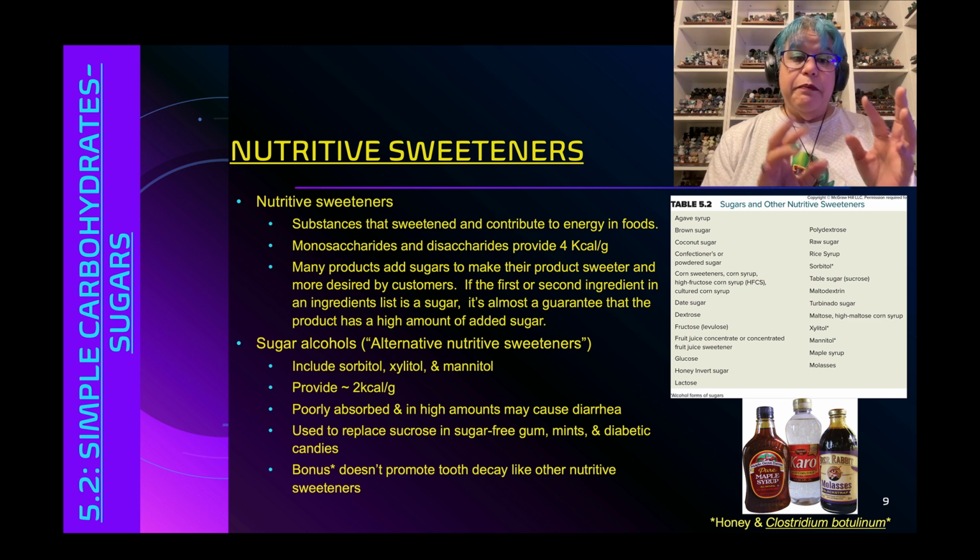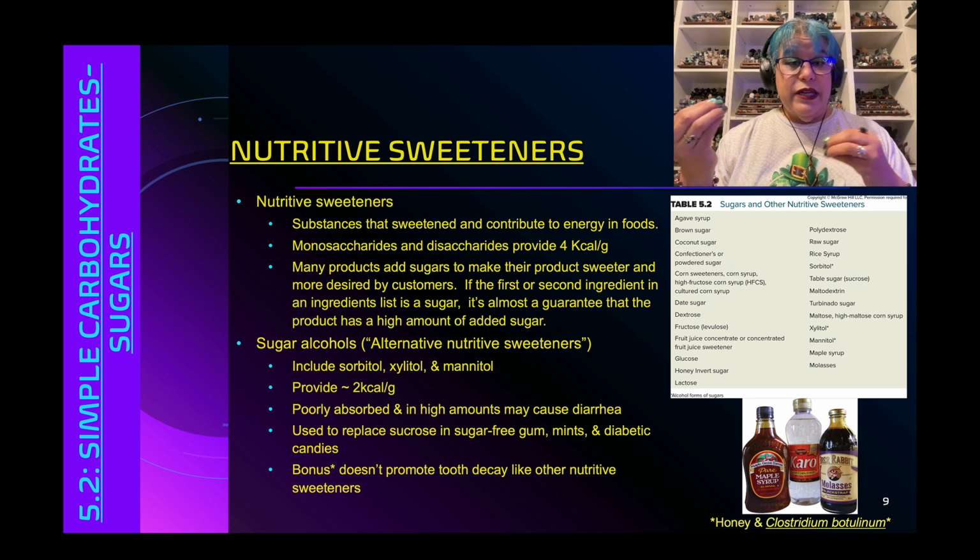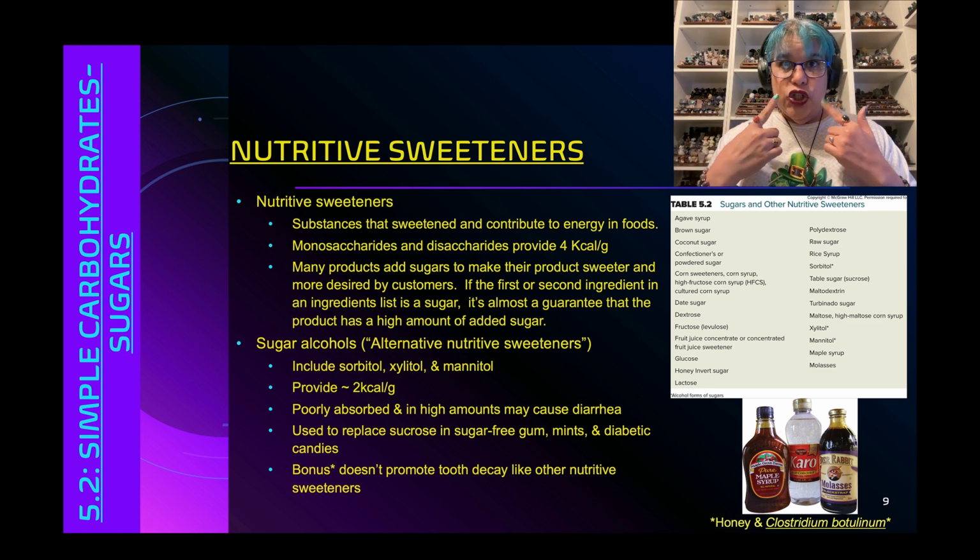Something else that's kind of a bonus when using sugar alcohol instead of regular nutritive sweeteners is the fact that it actually doesn't cause tooth decay. It doesn't cause the detriment of having tooth decay when you're putting it on your teeth.